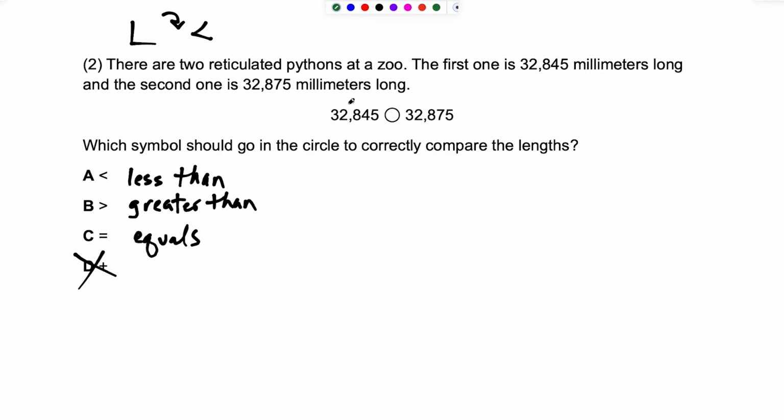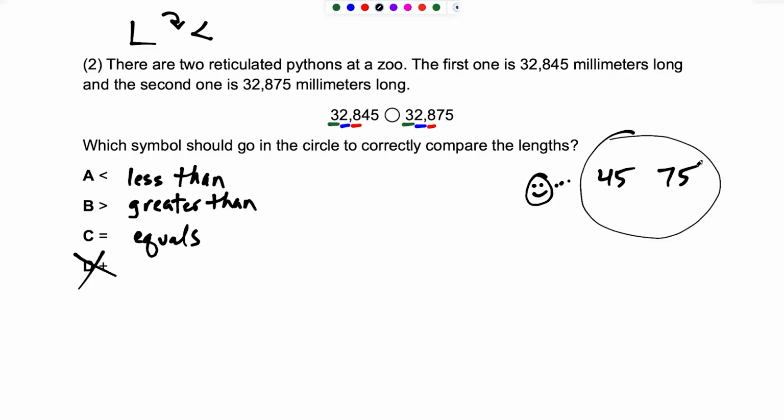We have these two numbers, and notice that they have a matching 3 in the 10,000s place, a matching 2 in the thousands place, and the 8 matches in the hundreds place, and finally the numbers are different at the end. When I'm doing this math in my head, I'm just thinking about the first set of digits that are different. So I'm comparing 45 versus 75, and I know 75 is the bigger number. So I could say 45 is less than 75.